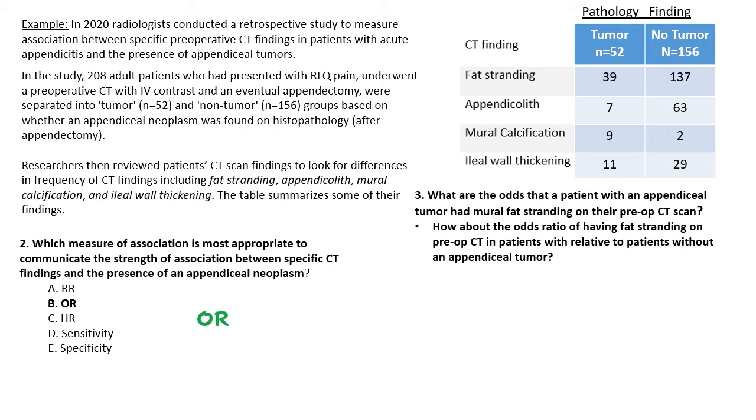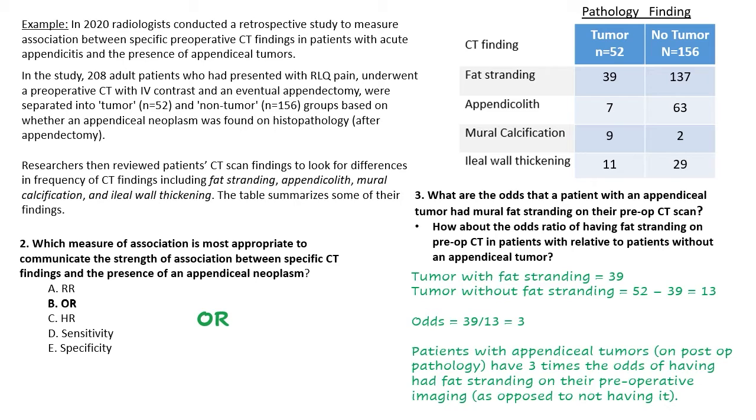Moving on to question 3, what are the odds that a patient with an appendiceal tumor had mural fat stranding on CT? Pause it now if you'd like to give it a go. So based on the table, 52 patients in this study were found to have an appendiceal tumor. Of these 52, 39 had fat stranding on preoperative imaging, meaning 13 of them did not have fat stranding. The odds that a patient with an appendiceal tumor had fat stranding on his preoperative CT scan is 3 to 1.